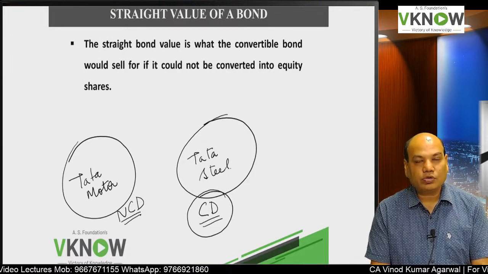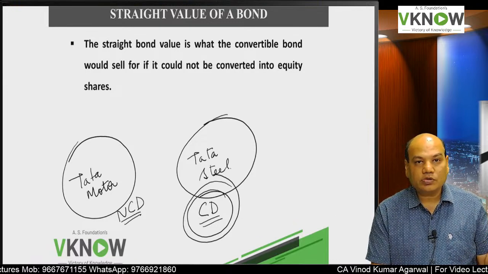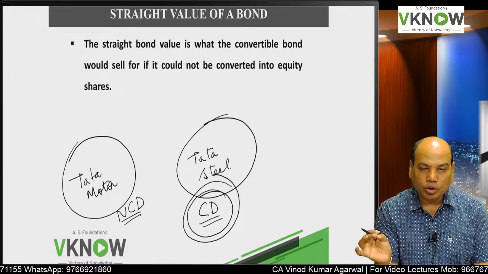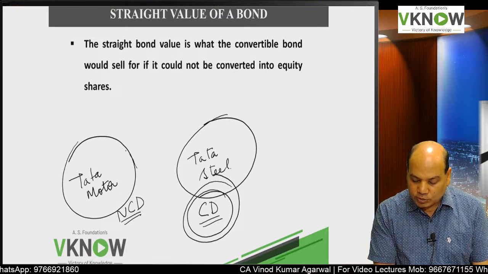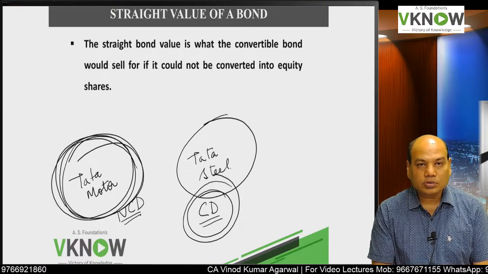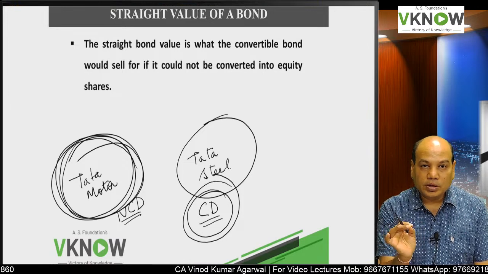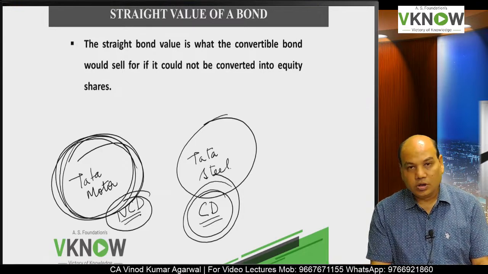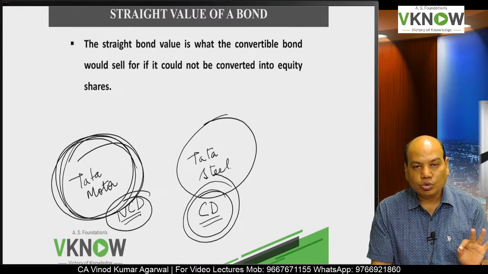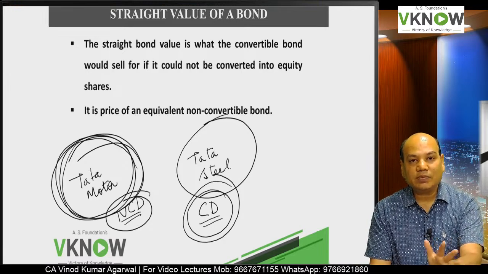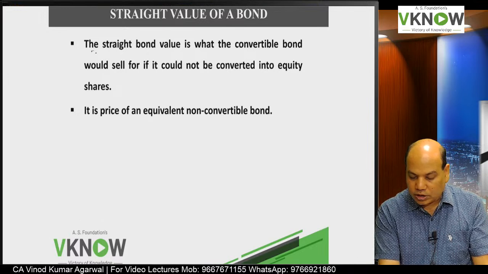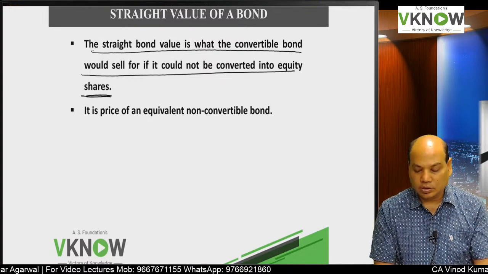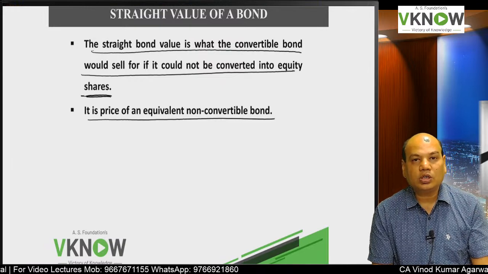Suppose this conversion feature was not there. If the conversion feature was not there, it would be called a simple straight bond. What would be the value of the bond if the conversion feature is not there? We will see what the price is of a similar bond which is the same in all aspects but does not have the conversion feature. That price of a straight bond with no conversion feature is called the straight value of the bond. Underline: the straight value of the bond is what the convertible bond would sell for if it could not be converted into equity shares. That is, it is the price of an equivalent non-convertible bond.